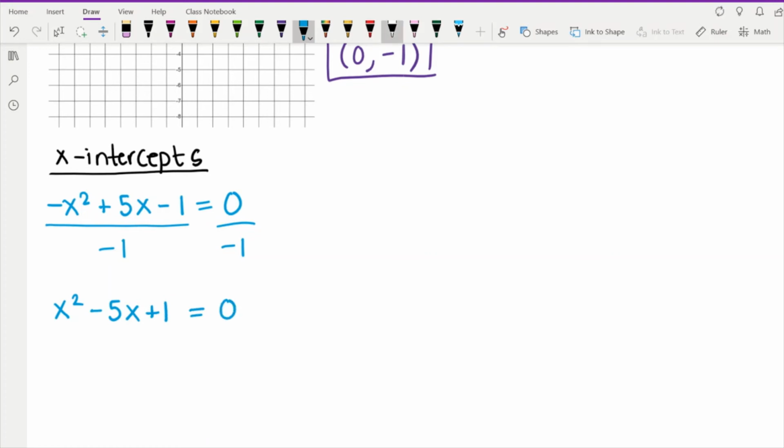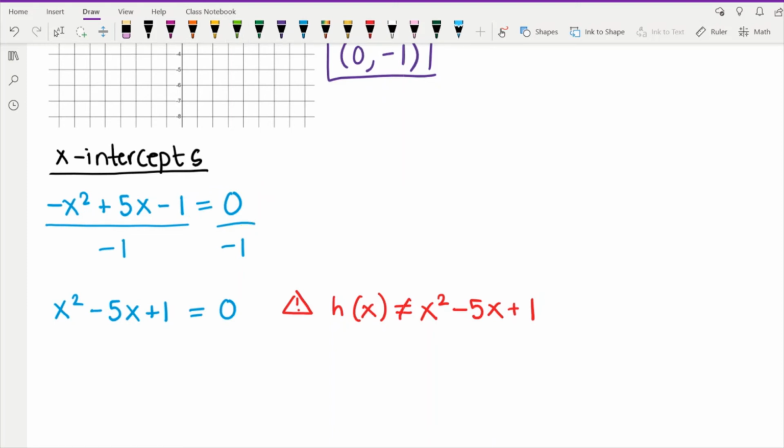Now, I just want to point out here, this is an important thing to realize, that this does not mean that the function, I guess our function is called h of x, this does not mean that h of x can also be written as x squared minus 5x plus 1. This is really important. The only reason that we were able to just get rid of the negative sign is because our function was equal to 0. And if you divide 0 by a number, it doesn't change that number.